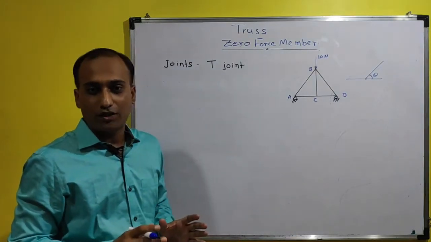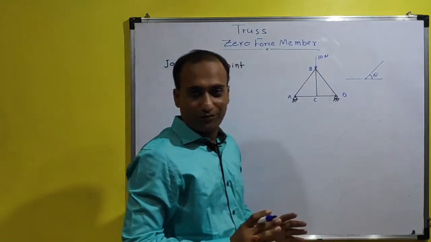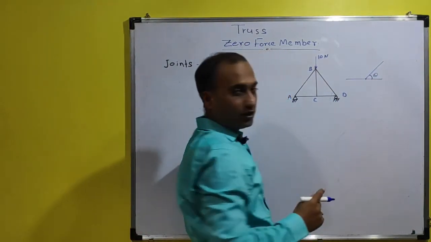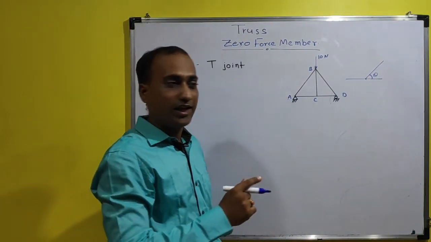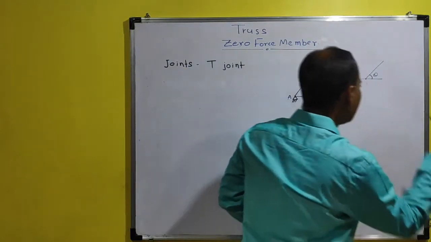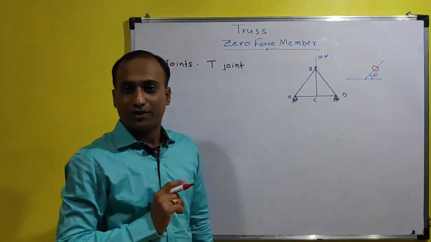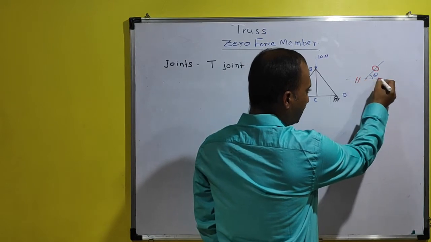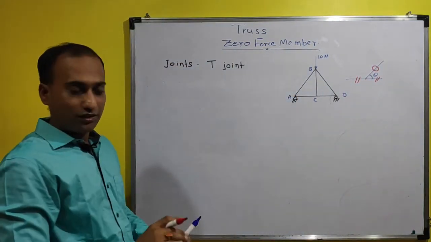What is special in this T joint? If at the T joint no loading is there, then the member making the T has zero force in that member. Here we can say this member has zero force, and the remaining two members have equal forces in them. Let's prove this.